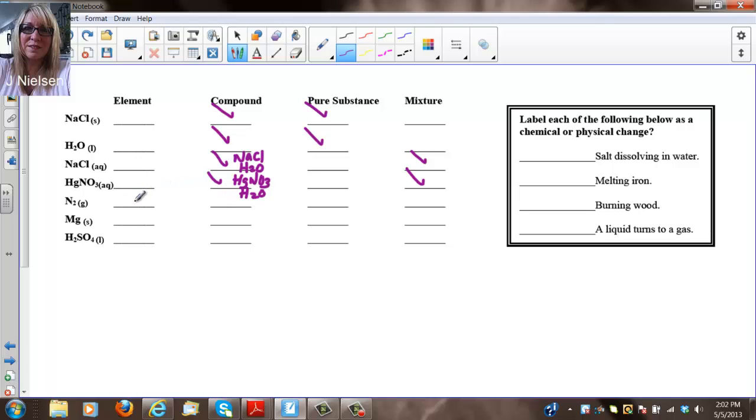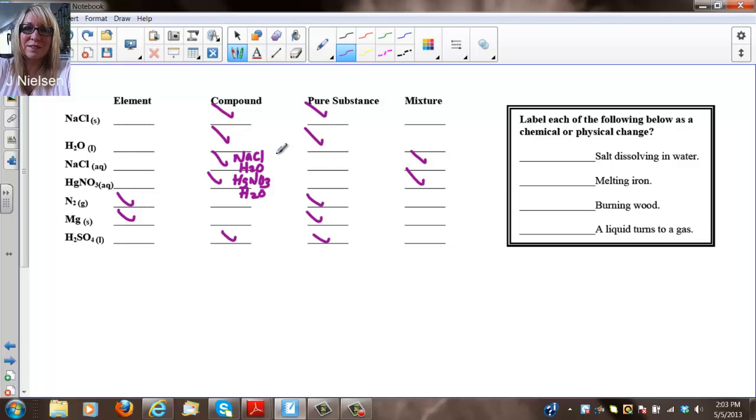Nitrogen gas is an element. It is a pure substance. Magnesium solid is an element and also a pure substance. And then H2SO4 liquid. This is a compound and it's pure.